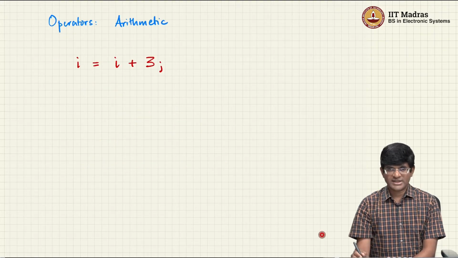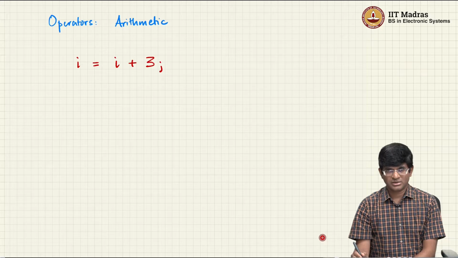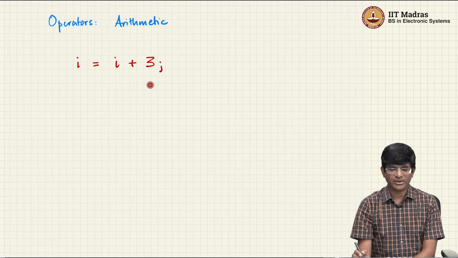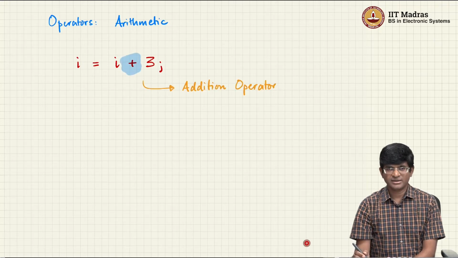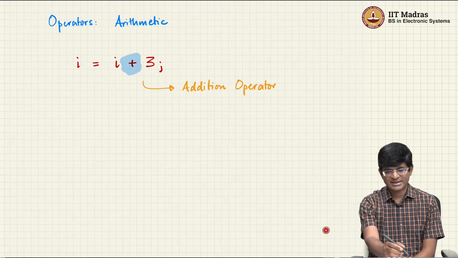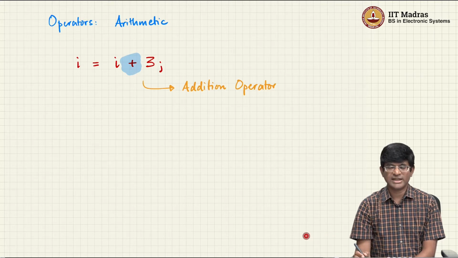Now, the most obvious kind of operators that we can think of would be what we call the arithmetic operators. And when I say something like I is equal to I plus 3, you would naturally say that yes, the plus looks like an operator. Essentially, that is kind of what you would intuitively assume is an operator.